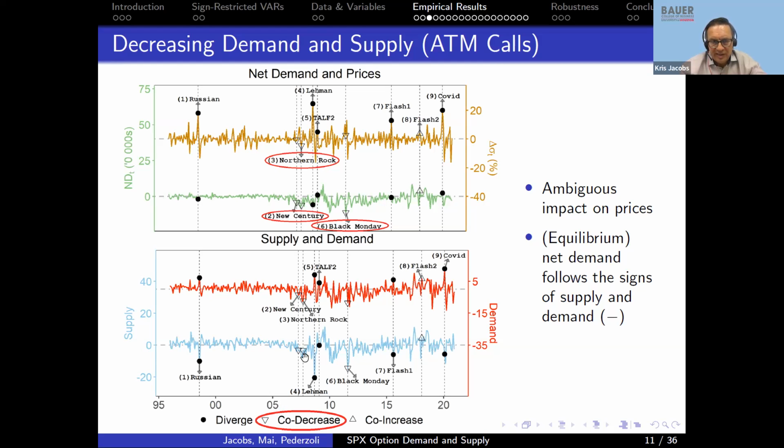So let's look, for instance, at Black Monday. Yeah, so the easiest one to see here is Black Monday, right? So what we see with Black Monday is that you see these little inverted triangles here, right? Is that demand goes down, right? And supply goes down. And when that happens, right, what happens? Well, in this case, equilibrium net demand, right here, is going to follow the signs of supply and demand. So in this case, it's going to go down.